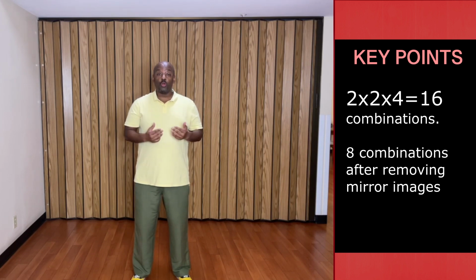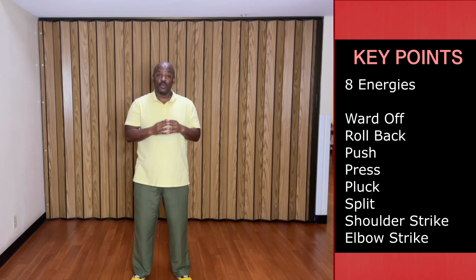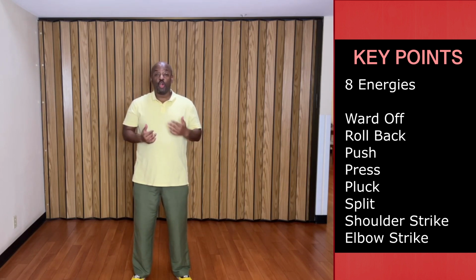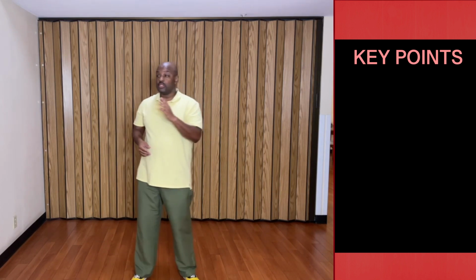They also correlate very well with the 8 specific energies or postures of Tai Chi. 4 of the 8 energies are going to use hip extension. Those are ward off, shoulder strike, pluck, and push. And 4 of those combinations are going to use hip flexion. Those are press, split, elbow strike, and roll back. Those 8 specific energies are what we use all the time when we're moving. As I'm moving around here, I'm using some combination of those 8 energies.